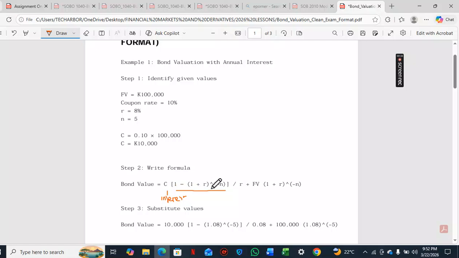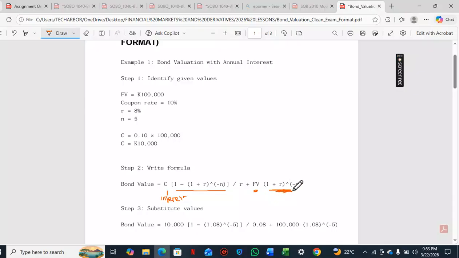1 minus (1 plus r) to the power negative n, over r. Then plus the maturity value. When the bond matures, you'll be paid the face value or the par value of the bond. This is what we are putting in here, the face value of the bond, or you can also put the maturity value. Now, since that is a one-off payment, that's why we're multiplying it by this formula for the present value.